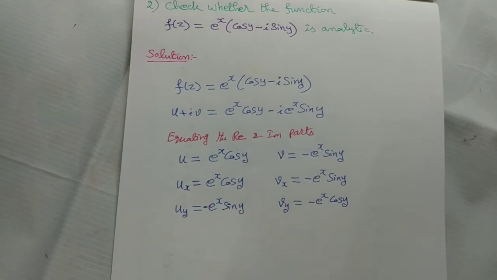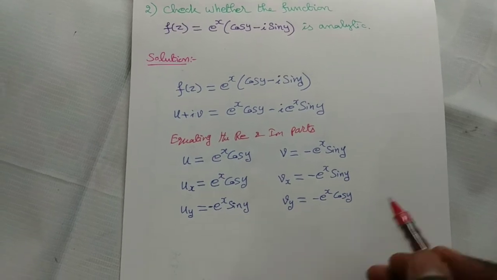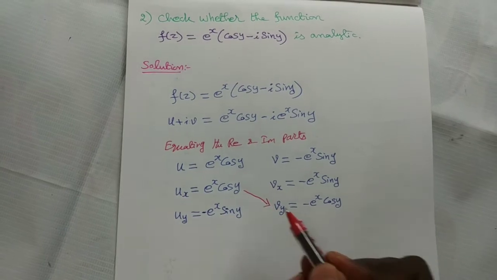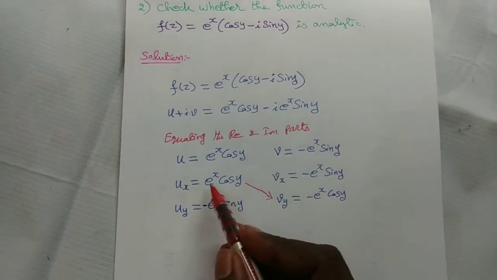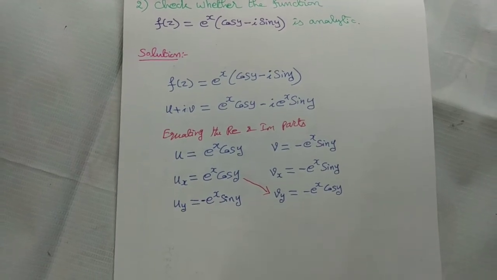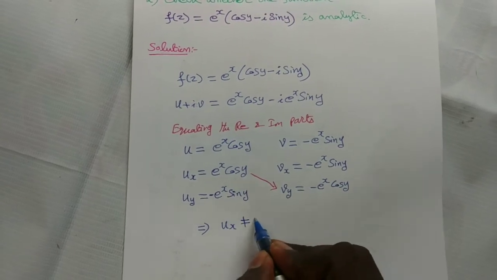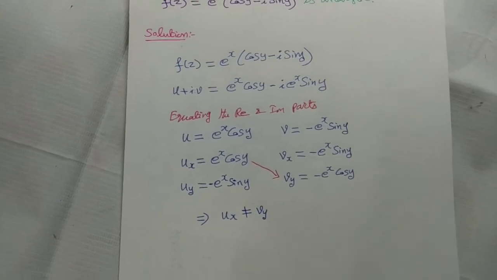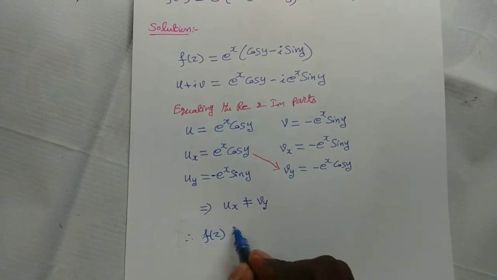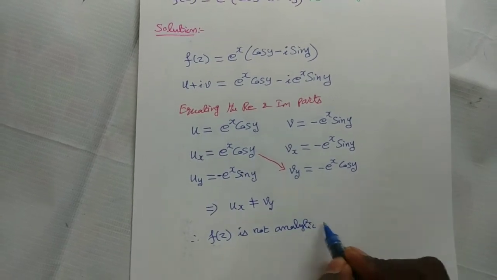Okay, now I want to verify with the CR equation, but in our previous problem I already discussed the CR equation. So the CR equation is these two terms must be equal. But you see here e power of x cos y, but here this is minus e power of x cos y. Both are unequal. So here ux is not equal to vy. Therefore the CR equation is not satisfied. Therefore f of z is not analytic. Not an analytic function.